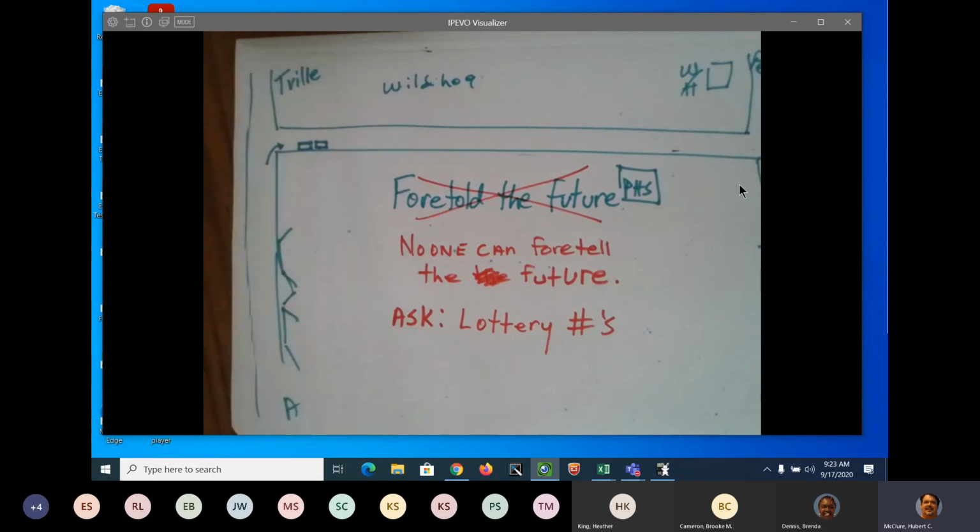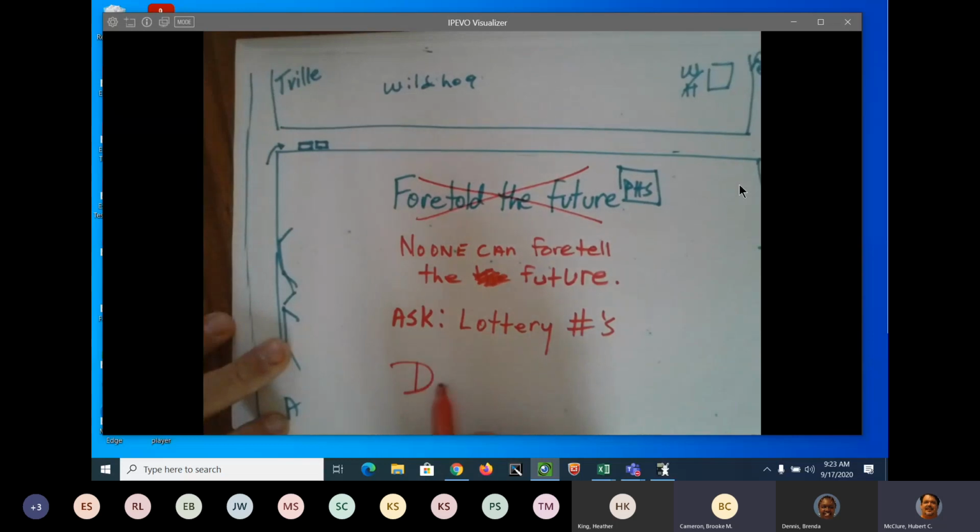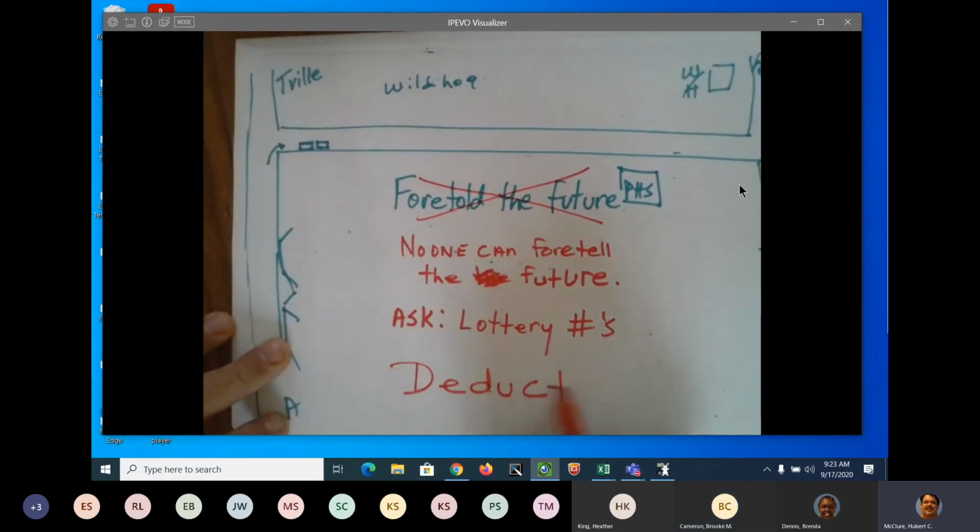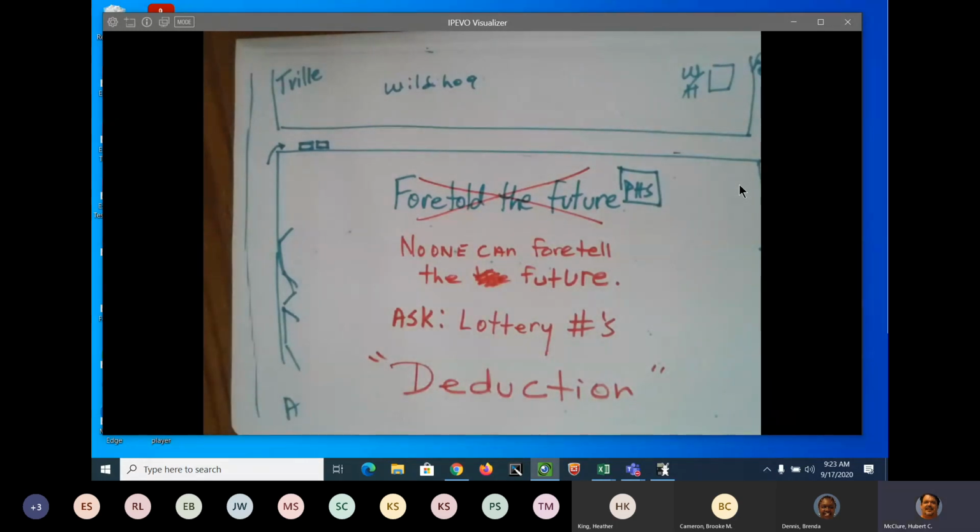How many of you, raise your hands, have ever heard of 20 questions? Or 10 questions or 50 questions? It's a game you play. Somebody tell me how you play that game. You ask a bunch of questions until the person guesses what you're talking about. And what does that use? That uses deduction.